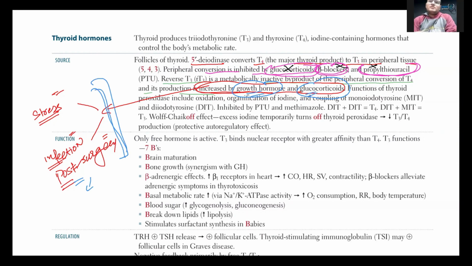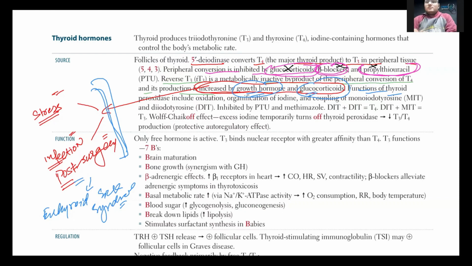And these are also the causes of euthyroid sick syndrome. We will study euthyroid sick syndrome next. So in euthyroid sick syndrome, there is increased reverse T3. So there is a generalized concept we will study in our next slide.